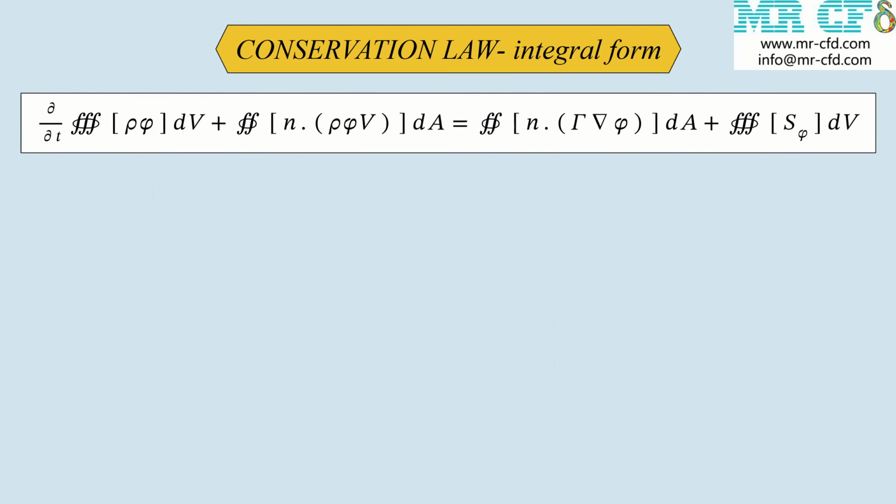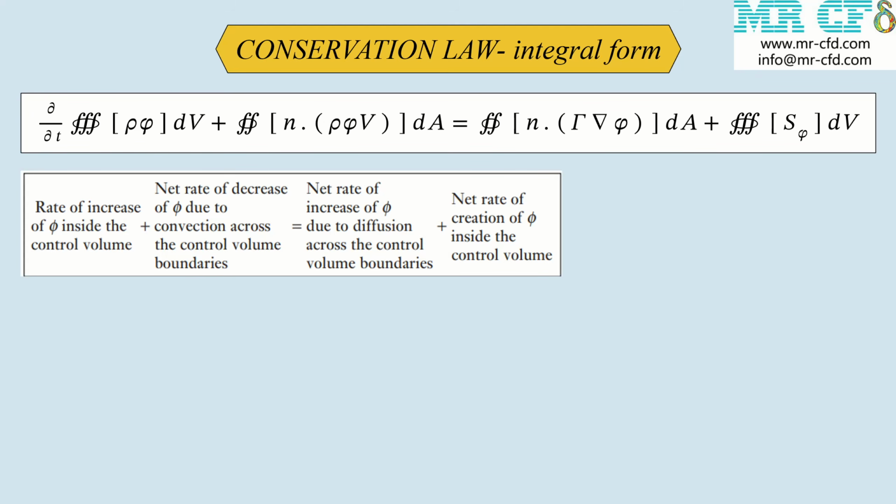The order of integration and differentiation has been changed in the first term on the left-hand side of the equation to illustrate its physical meaning. This term signifies the rate of change of the total amount of fluid property phi in the control volume. The product n · ρφu expresses the flux component of property phi due to fluid flow along the outward normal vector n. So the second term on the left-hand side is the convective term. Therefore, it is the net rate of decrease of fluid property phi of the fluid element due to convection.